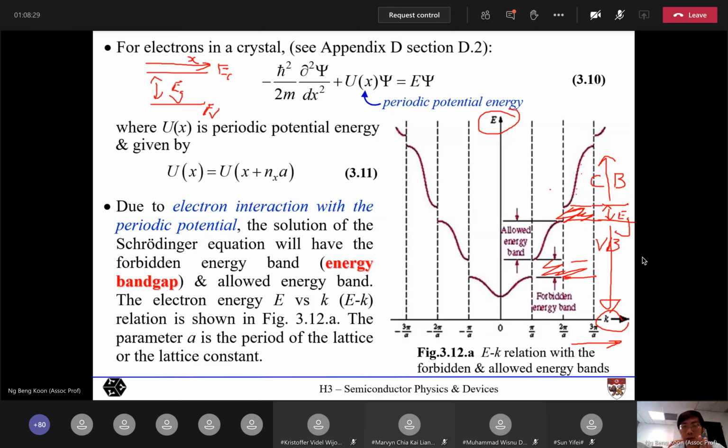Okay, so there's a slight difference between these two, right? So be aware of this.